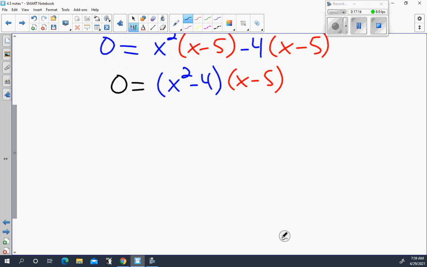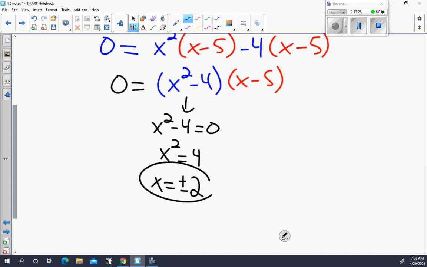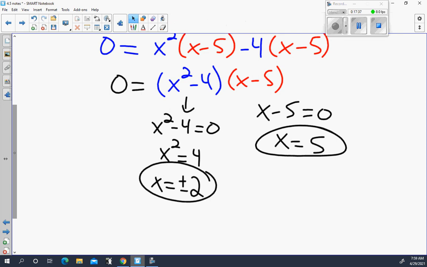Two equations. x squared minus 4 equals 0. x squared equals 4. Take the square root. I know x is equal to positive or negative 2. And then x minus 5 is equal to 0. Add 5. I know x is equal to 5. Okay, 3 different solutions: positive, negative 2, and then 5. Okay, that's it.